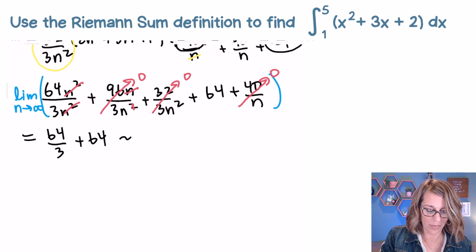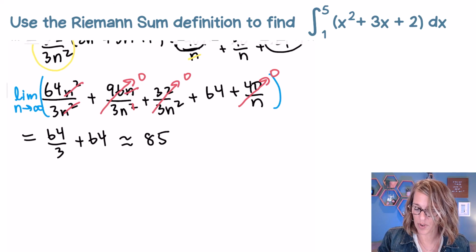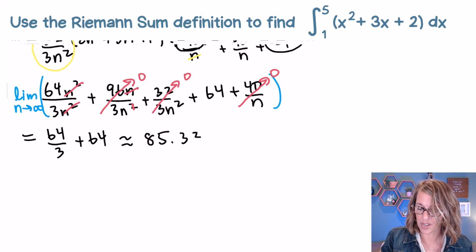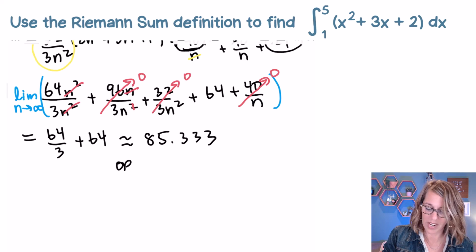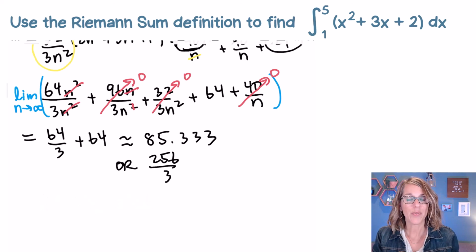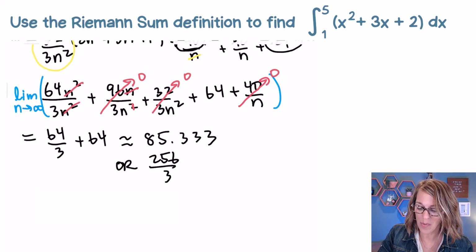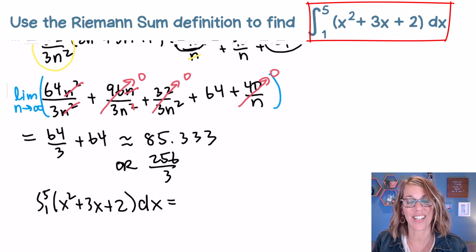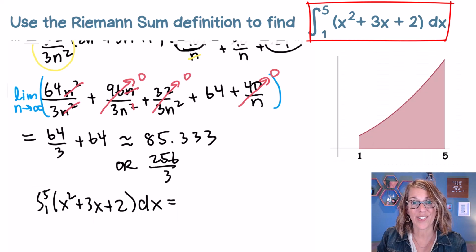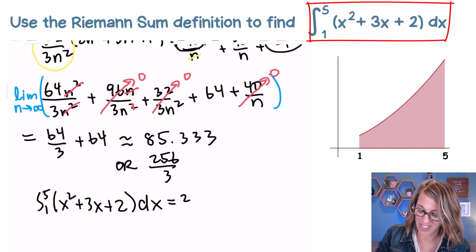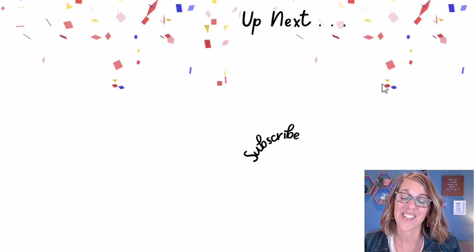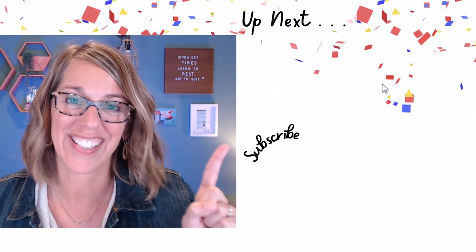As a decimal, we can say that this is about 85.333, or we can say that this is 256 divided by 3. And when we say that this answer is 256 over 3, we mean that the value of this integral, or that area under the curve between 1 and 5, is 256 over 3. You are doing so great. Take a look at this next video.